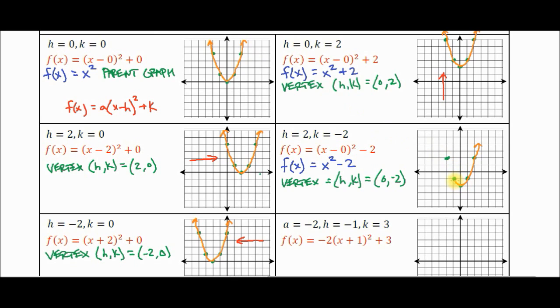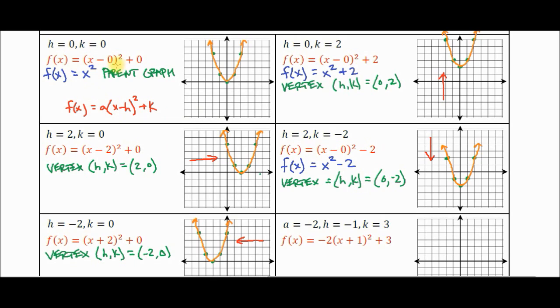The only difference is a k value. Man, I'm having a hard time drawing. I'm just going to live with that. You guys know what it's supposed to look like. The shape and direction of our parent graph, but now the graph has shifted down on the y-axis because our k value went negative from 0 to -2.